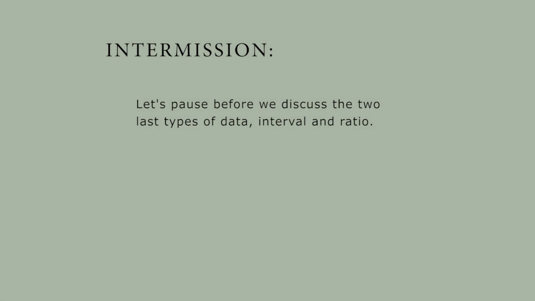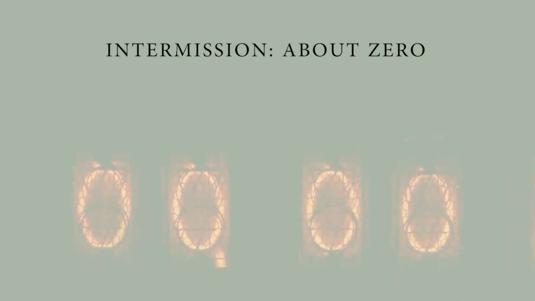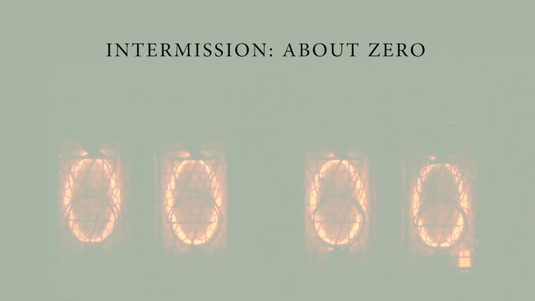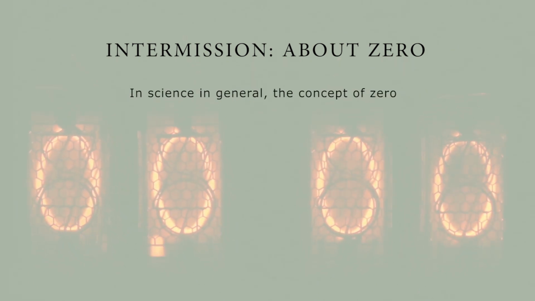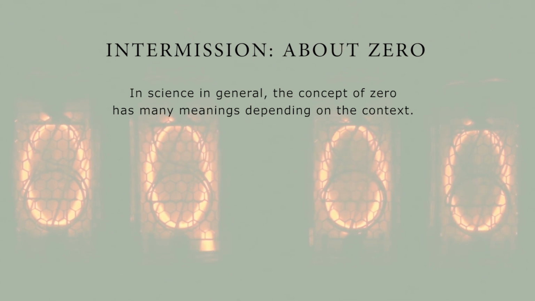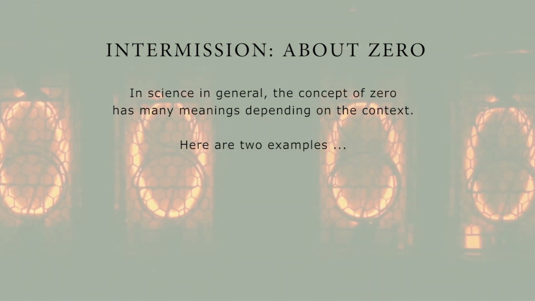Now, the 2 last types of data are interval and ratio. But first, we need to pause and discuss the concept of 0, the number we all know. It's quite a unique number. So, before we proceed, I want you to understand that in science, in general, the concept of 0 has many meanings depending on the context. Let me give you 2 concrete examples.